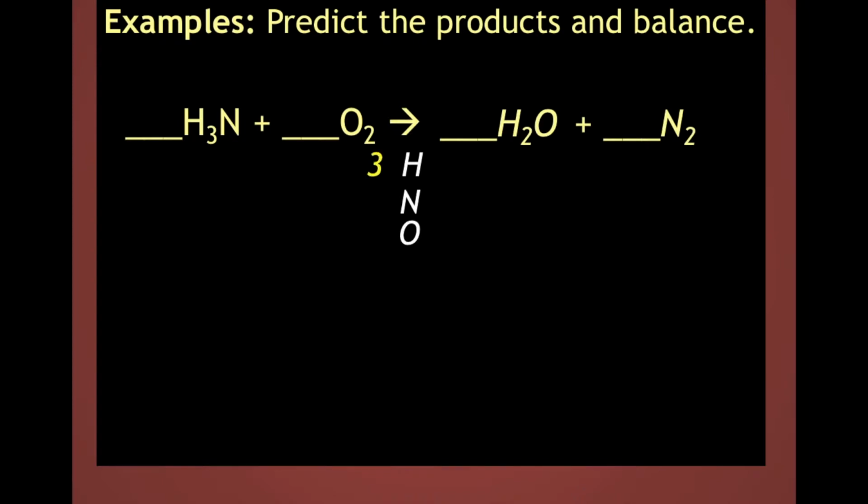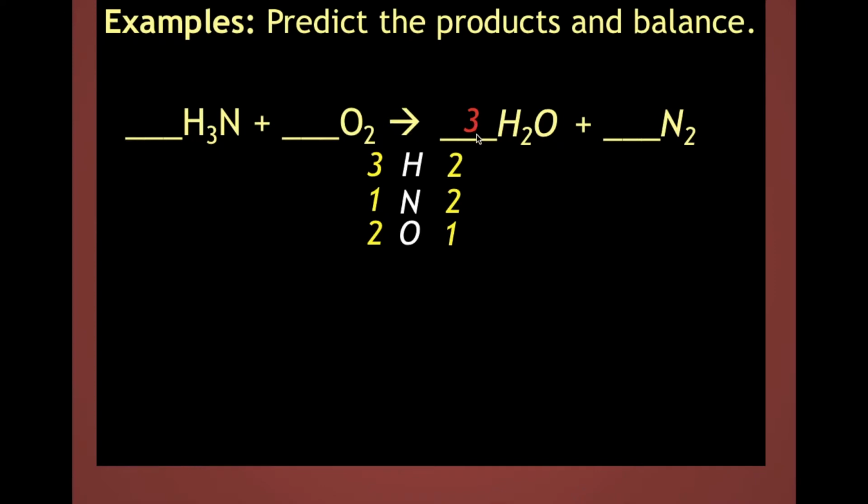So we have 3 hydrogens on our reactant side. We have 1, I was going to say 2 on our right, sorry, 1 nitrogen and then 2 oxygens. On the right side, the product side, we have 2 hydrogens, 2 nitrogens and 1 oxygen. So now we just need to change these to make them balance according to the law of conservation of atoms.